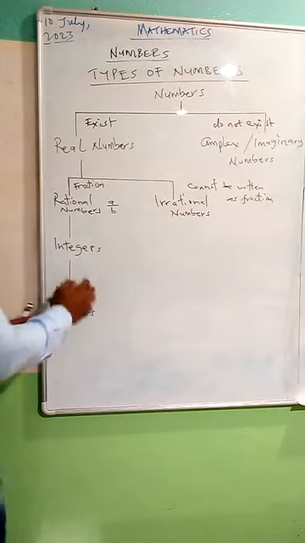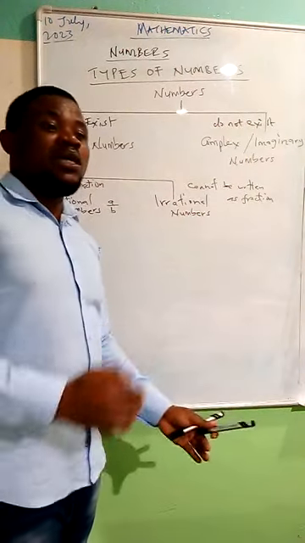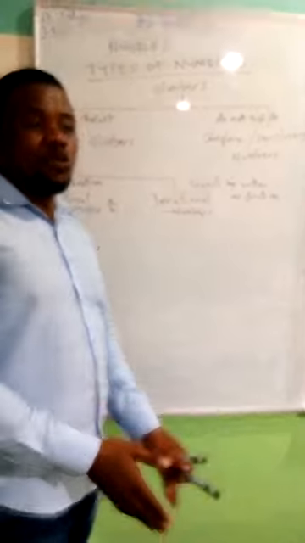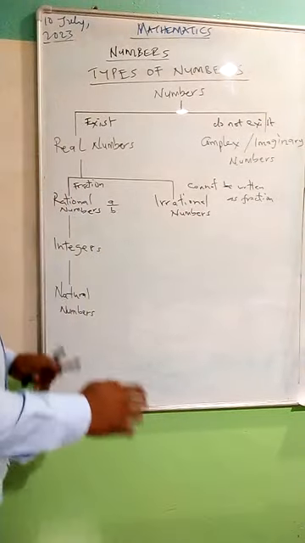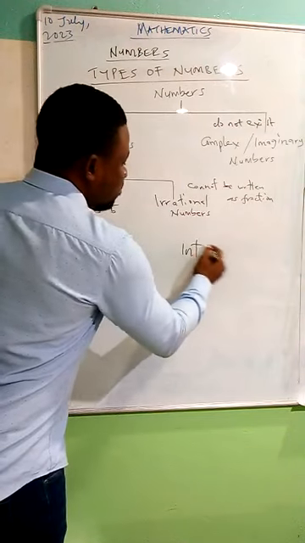Then, what is an integer? Simply, an integer is either a positive whole number, a negative whole number, or zero, including zero, right? Have you heard the word integral before?